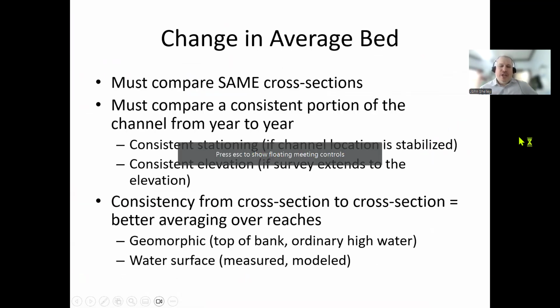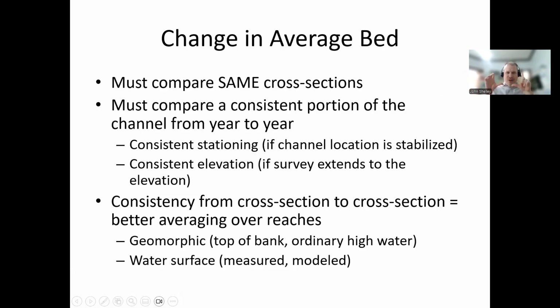All right, if you were looking at the change in the average bed, there's some things to remember. First of all, you have to be comparing a cross section at the same location. You can't compare the average bed from cross sections that are 200 feet apart or something, because the bed goes up and the bed goes down and channels widen and narrow as the rivers move. So you need to be in the same location, pretty close to exactly the same. You should compare a consistent portion of the channel from year to year. So if one year you go up to that 730 elevation, the next year you also have to go up to 730. You can't go up to a different elevation in each year.